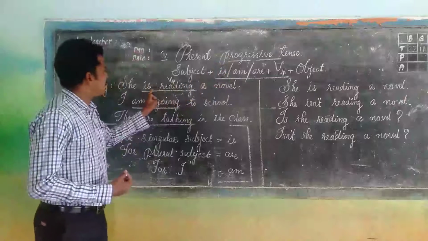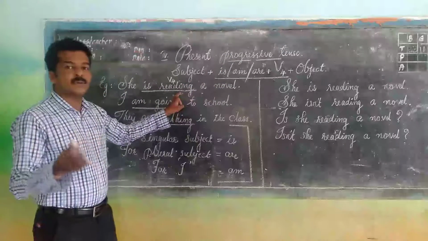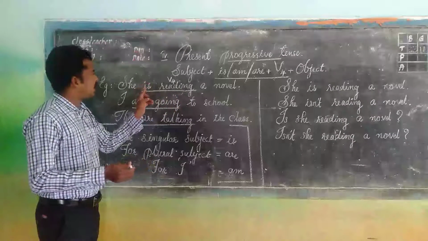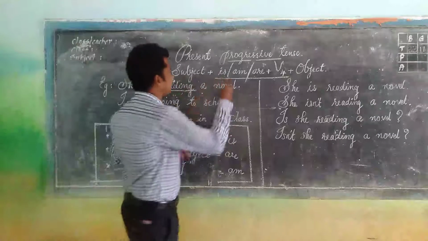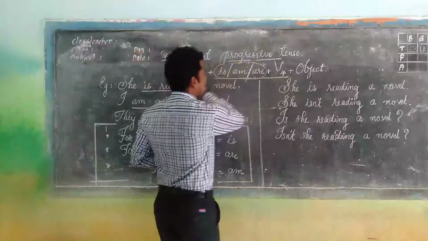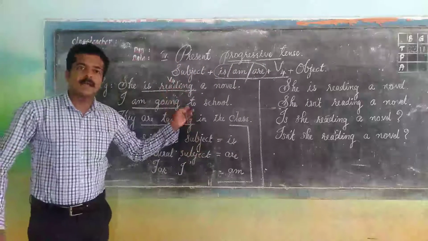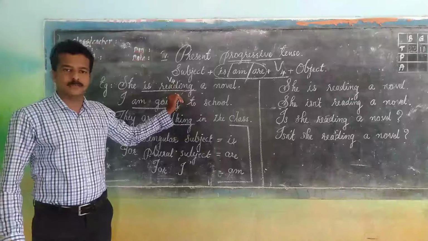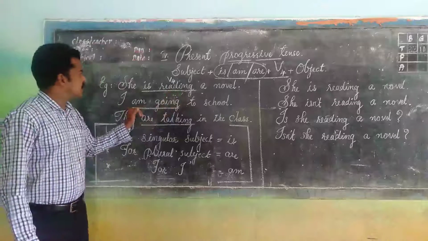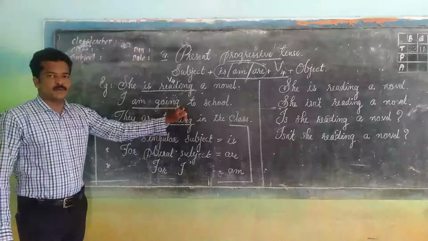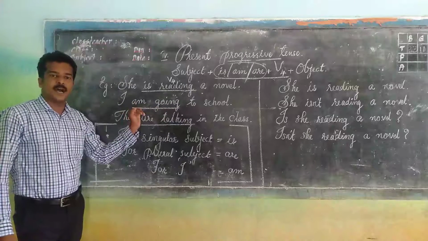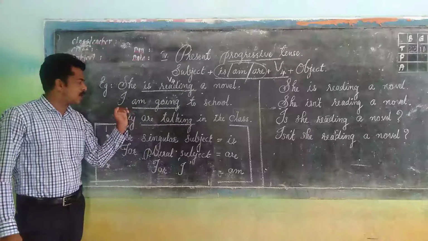See, she is reading, and as I told you, in progressive tenses we must use ing form, and is or am or are, this is based on present. It belongs to present. Is or are belongs to present. So present, ing form, progressive. Easily we can understand. Second example, I am going to school. Here the ing form is used, and am is used after the subject because the subject is I.